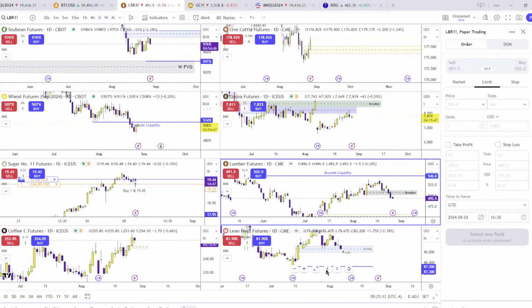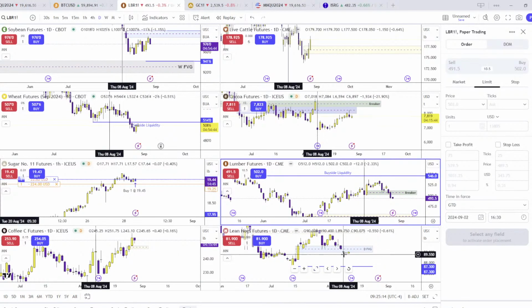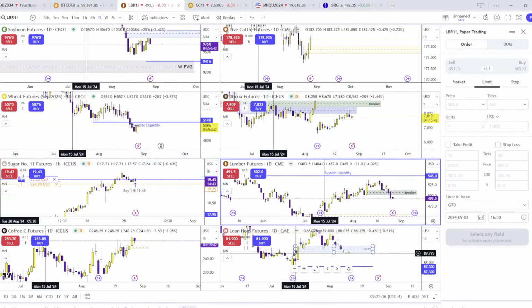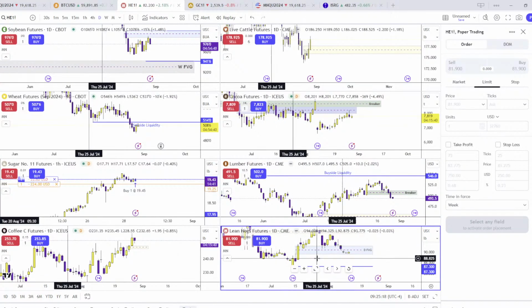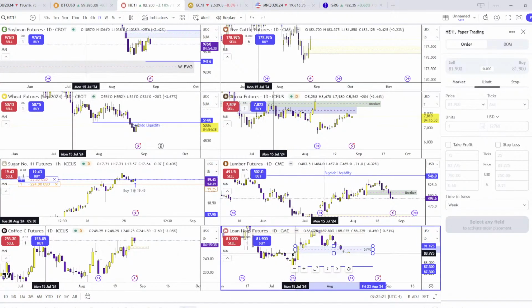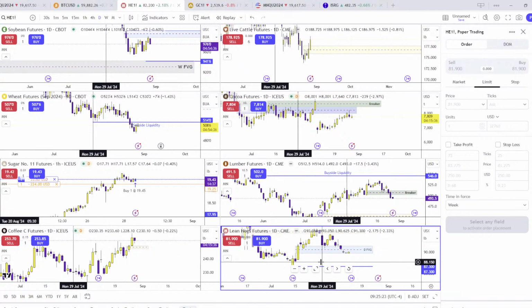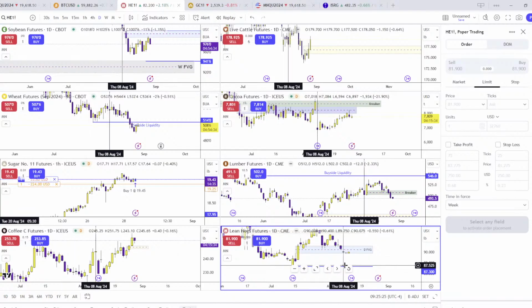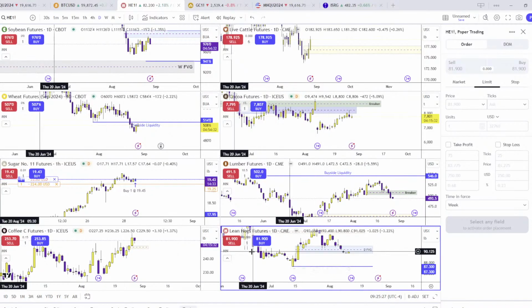Lean piggies, not really doing a heck of a lot here. Yesterday finally closed below that low. I think that's what it was. Nope, we're still sitting on it.